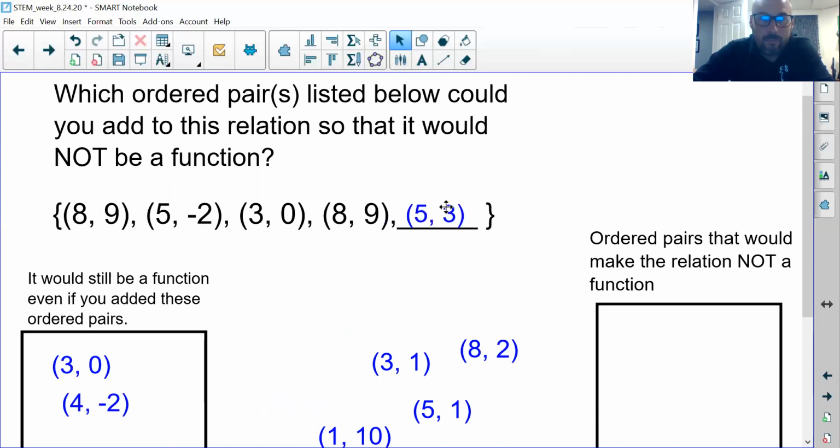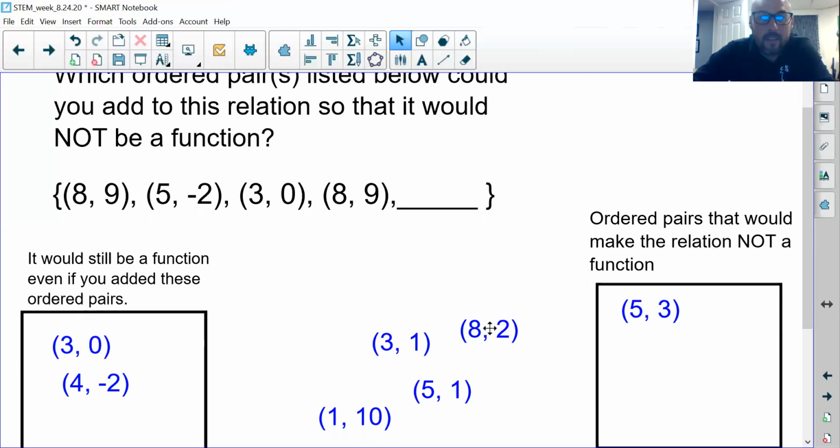This is a problem. 5 goes to 3. Hold on a second. 5 was already mapped to negative 2. How can 5 go to 3? So this right here would not be a function. So that's going to go in the make it not a function category. 8, 2. Hold on a second. 8 went to 9. So 8 can't also go to 2.